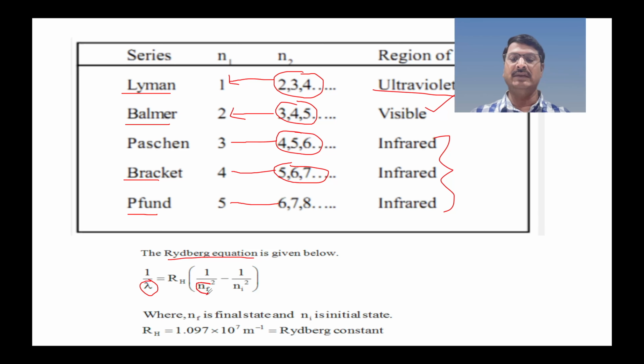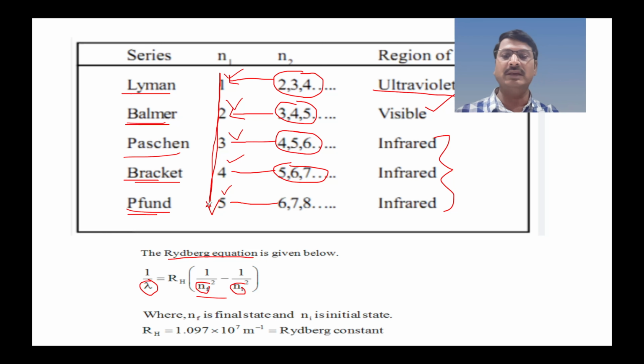So what are NF and NI here? NF is the energy level into which the electron is coming. For example, for the Lyman series the NF value is 1, Balmer series 2, Paschen series 3, Brackett series 4, Pfund series 5. Into which energy level the electron is coming, that is called the NF value. And what is the NI value? It is where the electron is coming from.